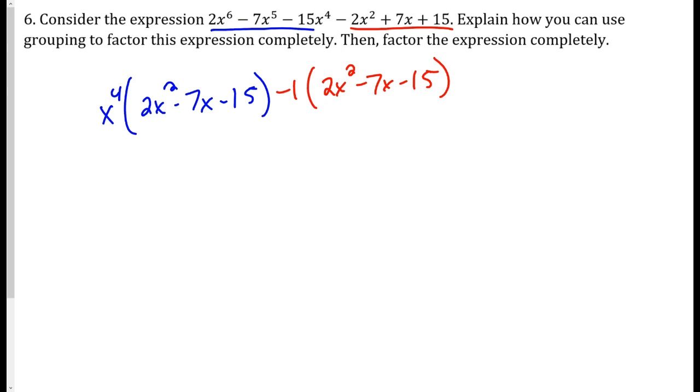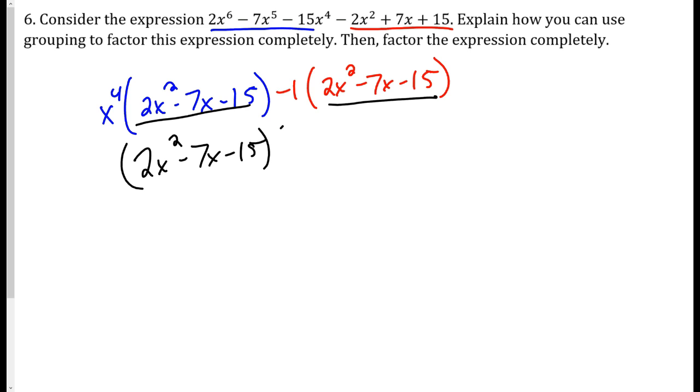So it's taking that idea of grouping and just extending it to a larger polynomial. Both of these terms have a 2x squared minus 7x minus 15, so I can factor that out front. Again, we're just taking out a GCF. And we're left with this product. So great, we factored that expression, but we didn't factor it completely.